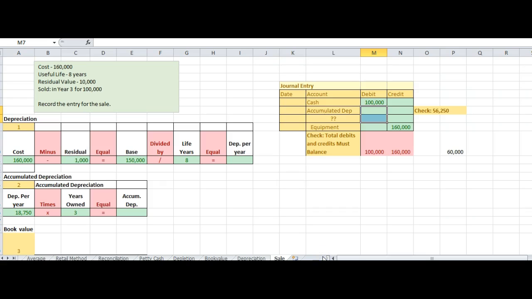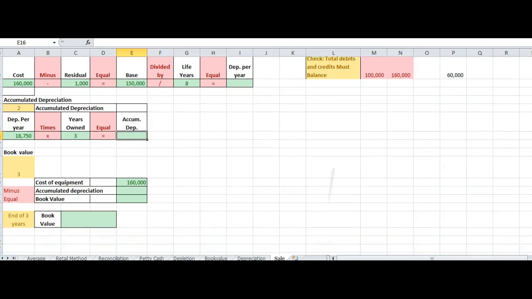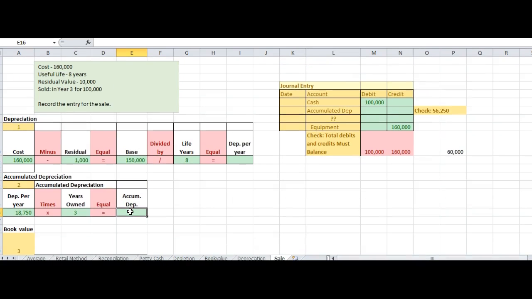And finally, the sale. And you kind of do the whole thing all over again. This is straight line. You go to depreciation for 3 years to get the accumulated depreciation. And they sell it for $100,000. Well, you already have some numbers you know. First of all, you know cash, you're going to receive $100,000. And you're going to have to remove that 160 out of the equipment because you sold it. This is your check figure.